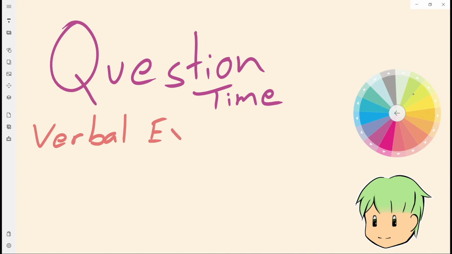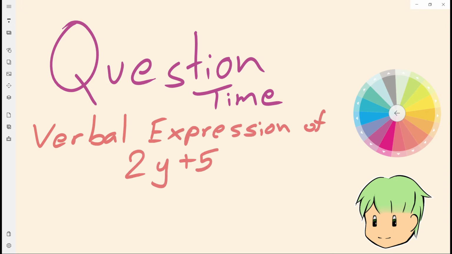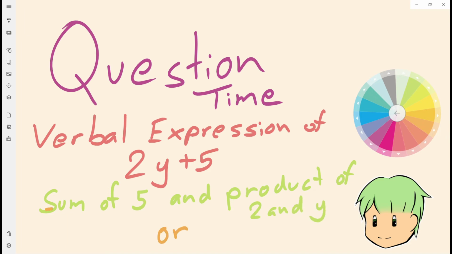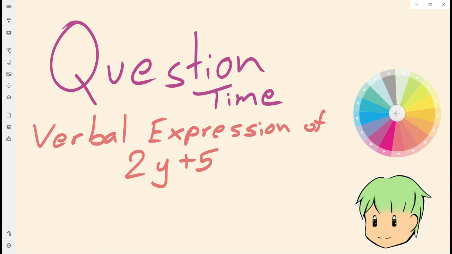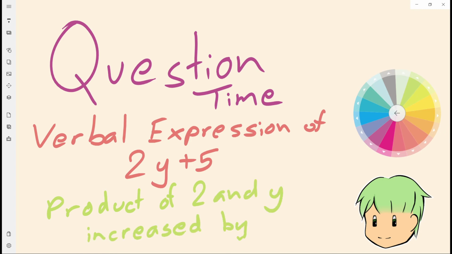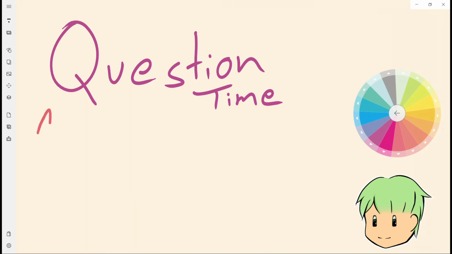Now write the verbal expression for 2y plus 5. You should get something like the sum of 5 and the product of 2 and y, or the product of 2y increased by 5. Again, either way is correct, and what actually matters could be what your teacher wants.